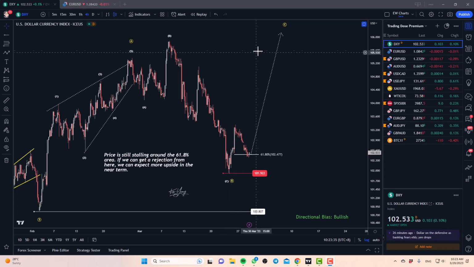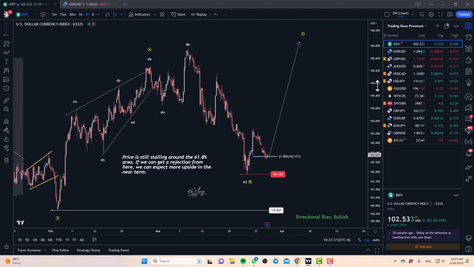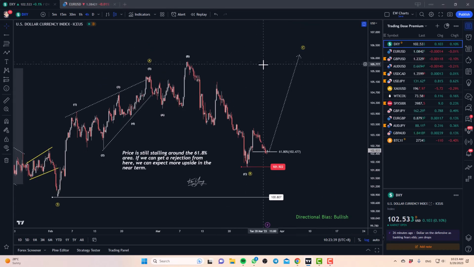As usual, we're going to kickstart today's video with the dollar index. At this moment, what we're seeing here is the market has pulled back towards that 618. Currently, it seems to be supporting around there.